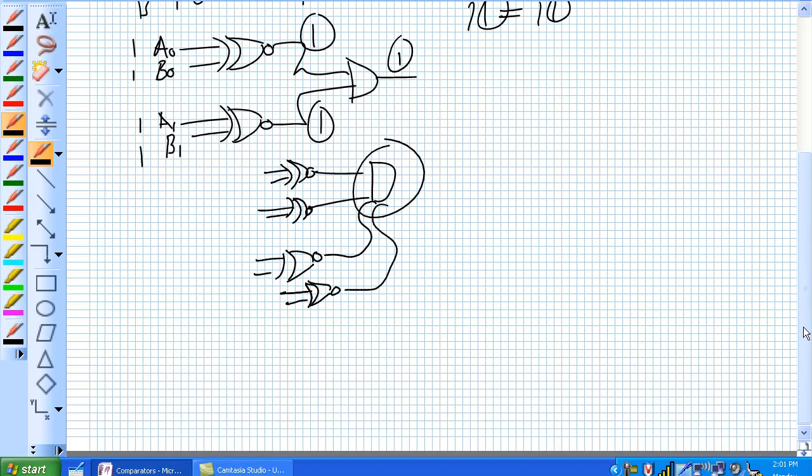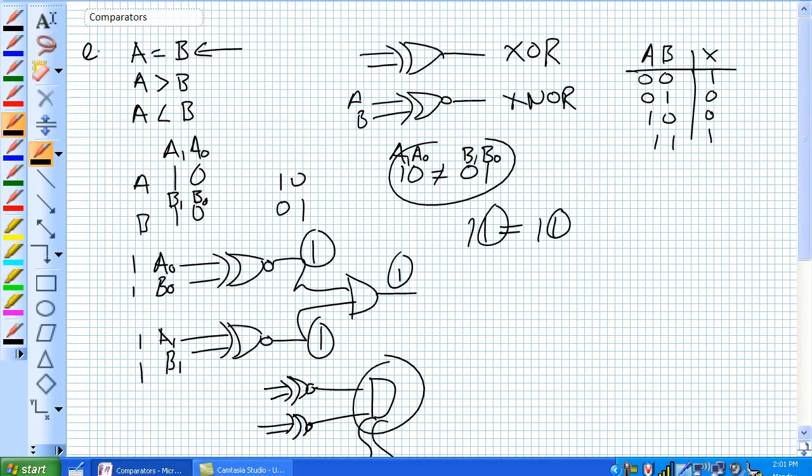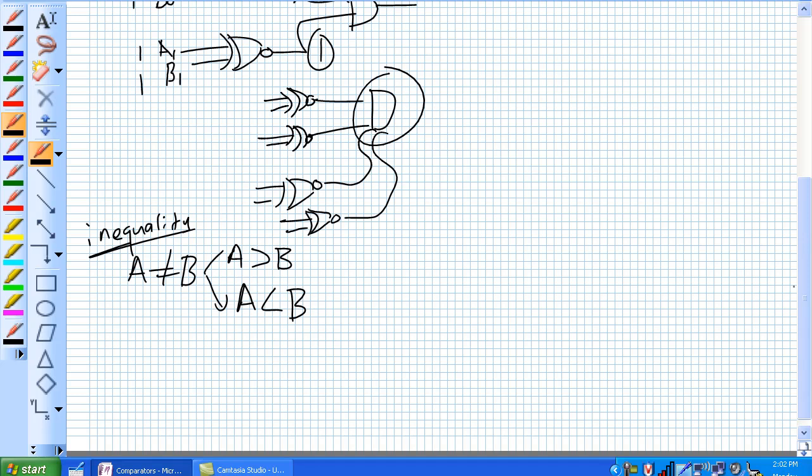Let's talk about inequality. Well, there's two states. If A is not equal to B, it's got to be one or the other. It's either A is greater than B or A is less than B. That's the only other option for inequality.